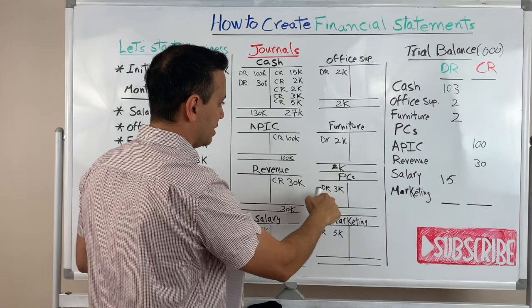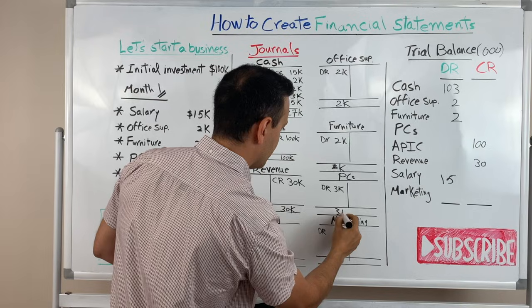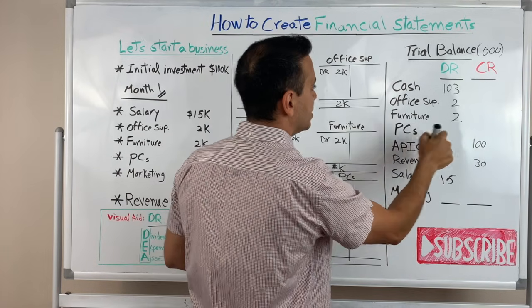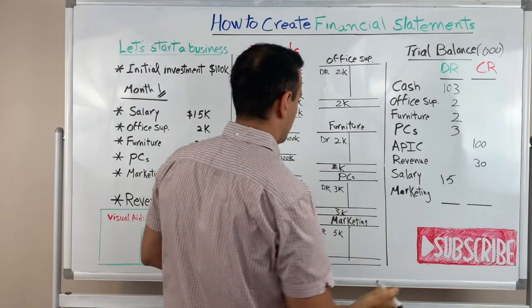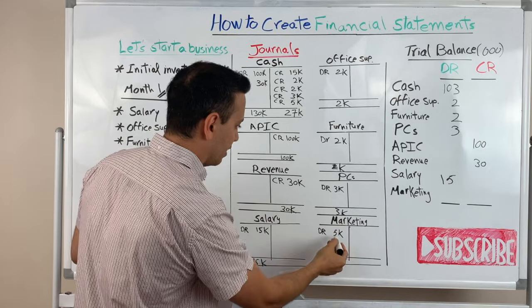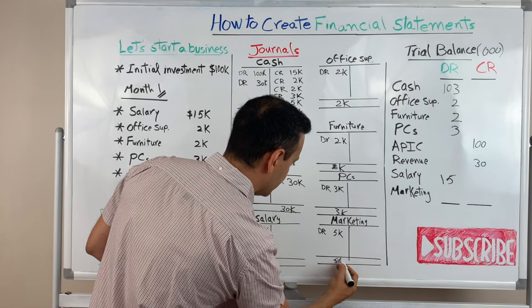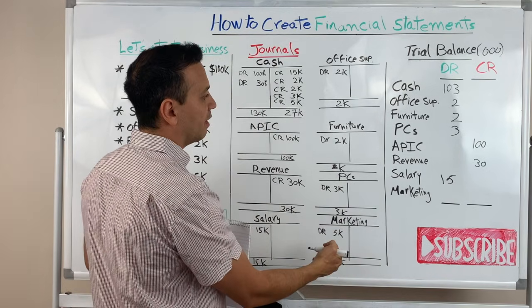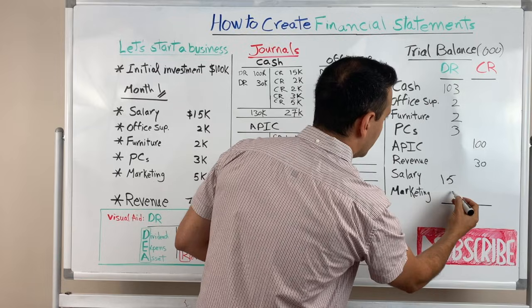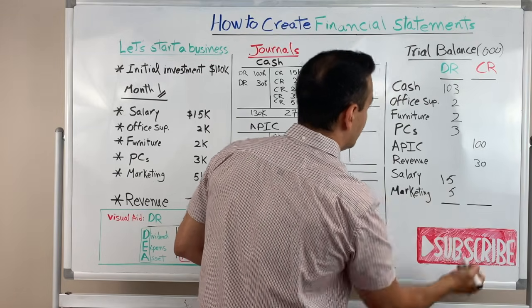We have PCs 3K, PCs 3. And then we have marketing 5K debit total. So marketing 5K, which will go right here.